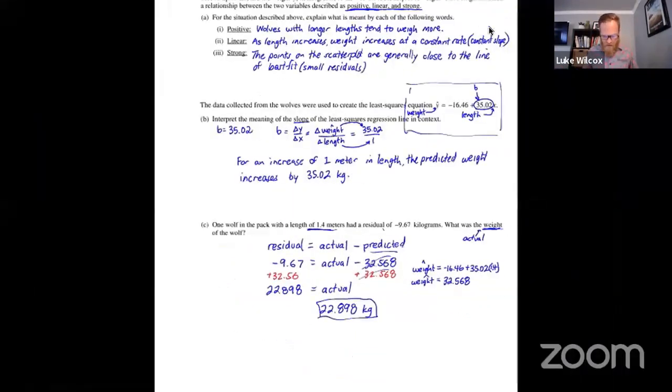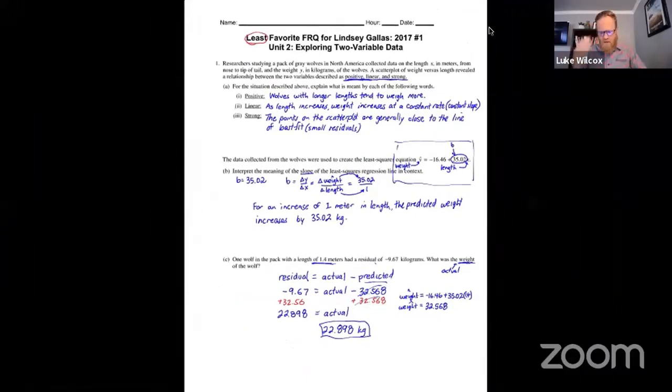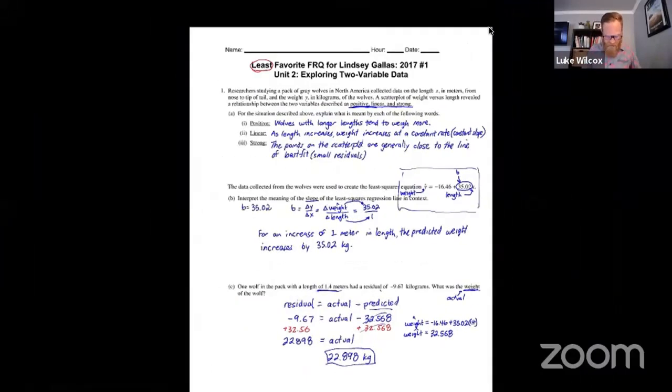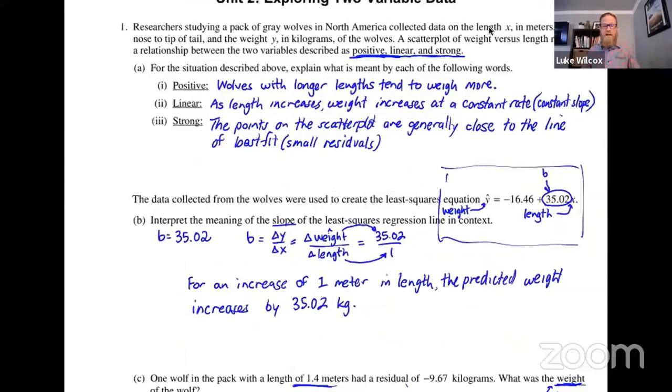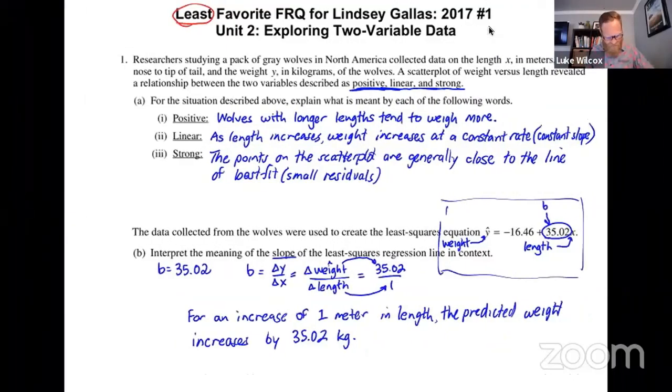So now we need to go back and take a look at the rubric for how this was graded, okay? And you're going to find out real quickly here why Ms. Gallus said that this was her least favorite to grade. And it has to do with Part A here. For Part A, in order to get your essentially correct, you have to have a reasonable definition for three different things, the three things you see right here. A reasonable definition for positive, a reasonable definition for linear, and a reasonable definition for strong.